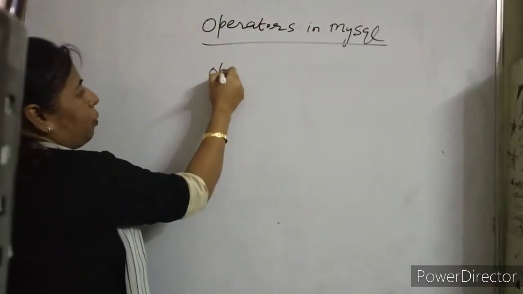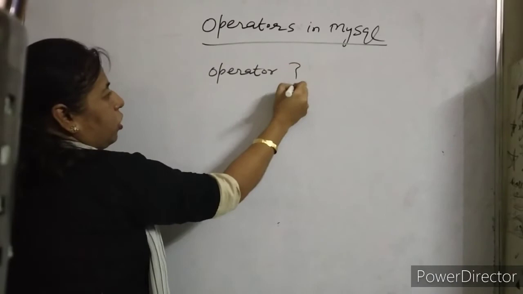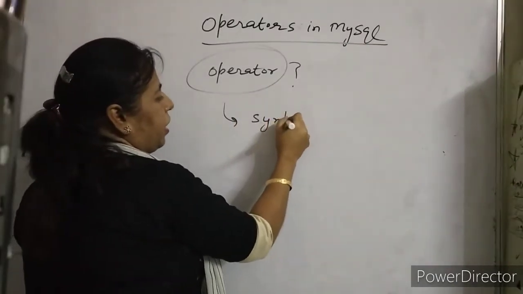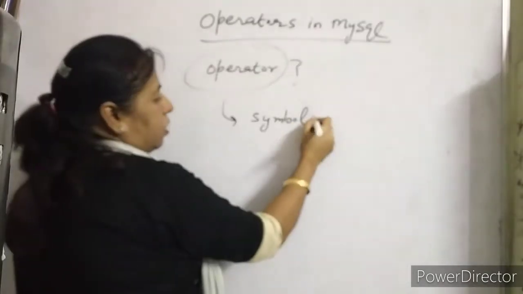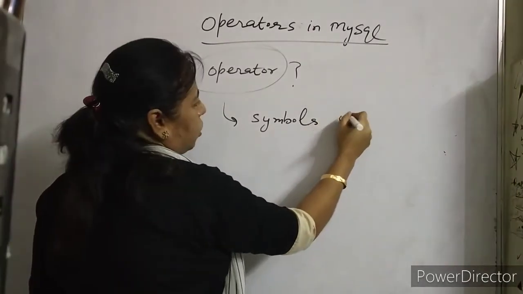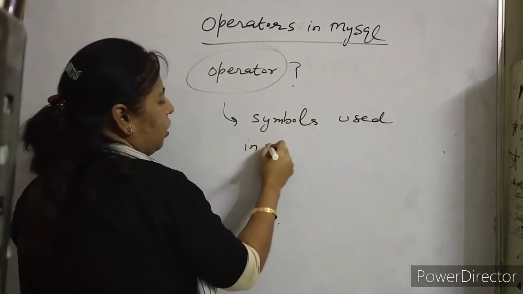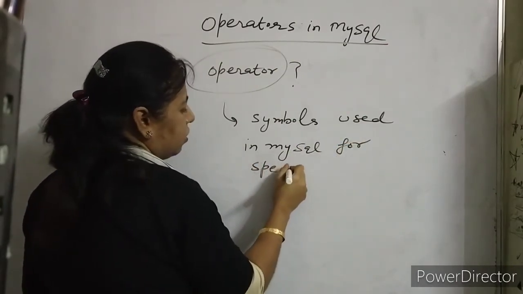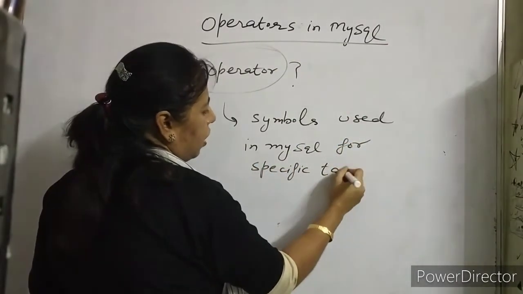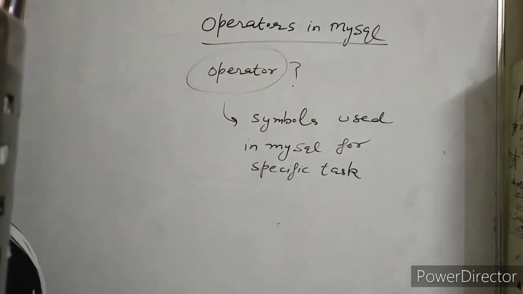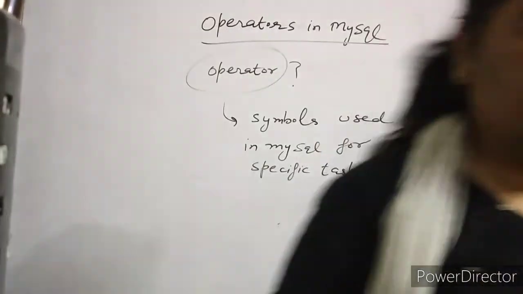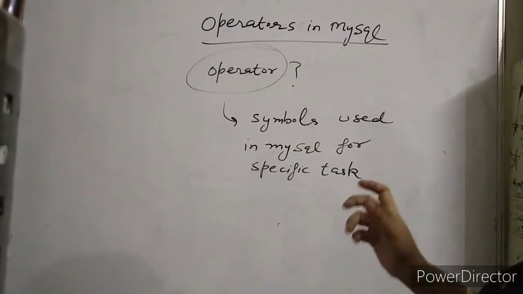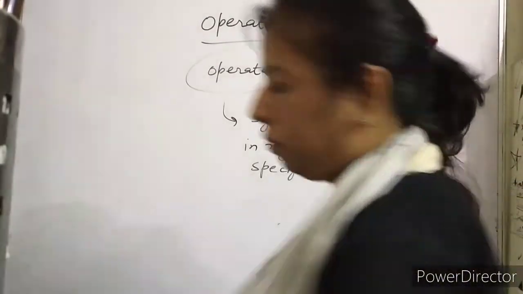Now what do you mean by operator? What is operator? Operator is a symbol. Operators are the symbols used in MySQL for a specific task. Operators are just the symbols, and whichever symbol I tell you performs a specific task. Clear?